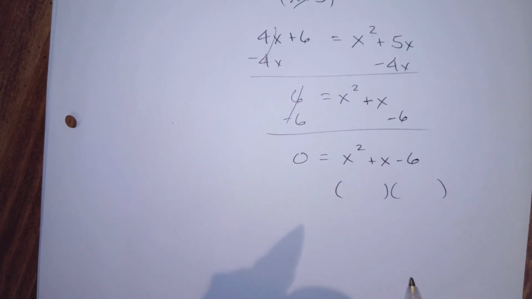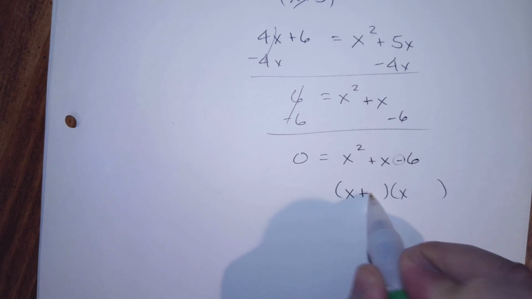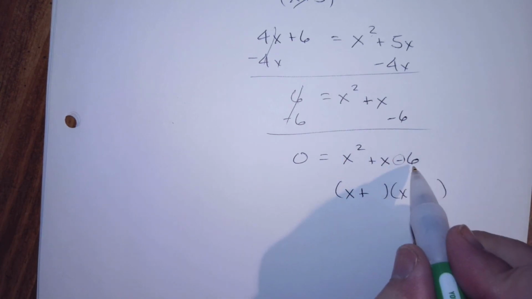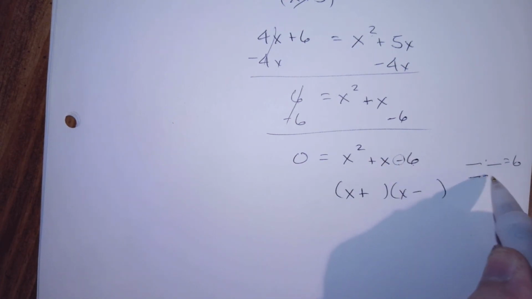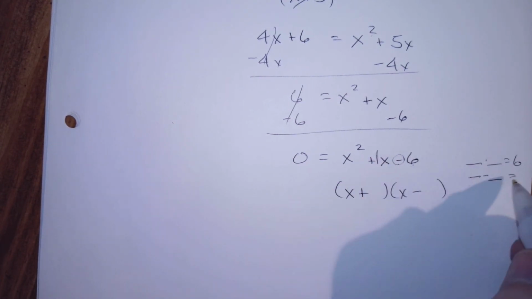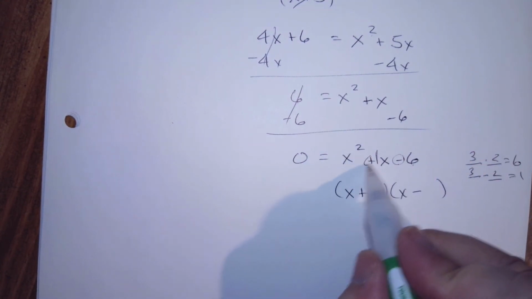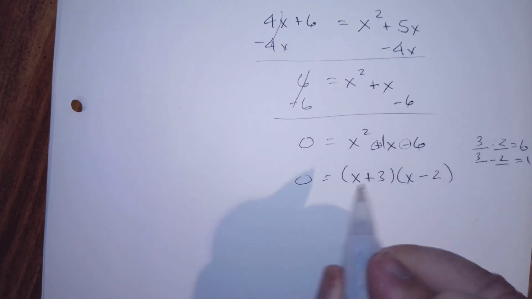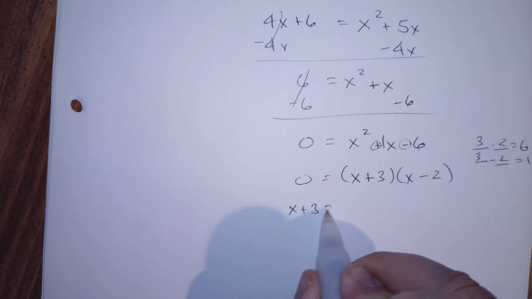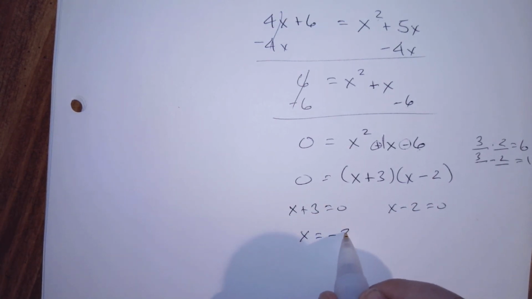Let's factor it out. x and x is negative, so it's opposite signs. What times what is 6? When you subtract them, you get 1. 3 and 2. And 3 gets the bigger number, so it's 3 here, 2 here. Solve them, you get x plus 3 equals 0, x minus 2 equals 0, so your answers are x equals negative 3 and x equals 2.